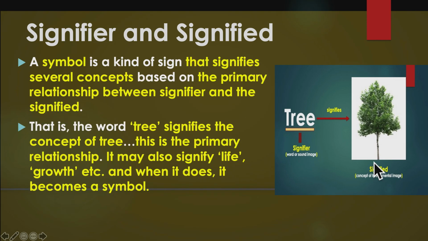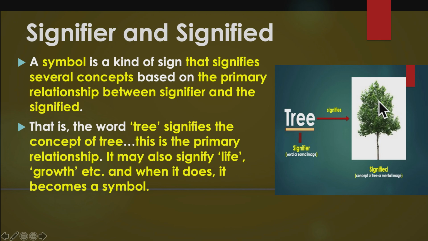We move on to the next. Some more information. Signifier and signified. A symbol is a kind of sign that signifies several concepts based on the primary relationship between the signifier and the signified. Look, tree and this object, this is the sign. This signifier, this word, means this sign, this object. That's all. This is a matter of sign.